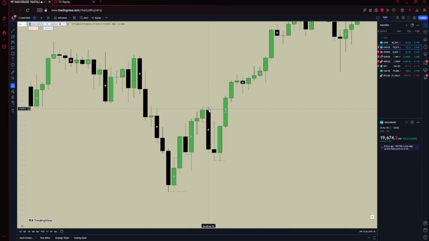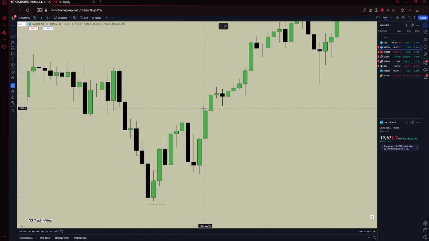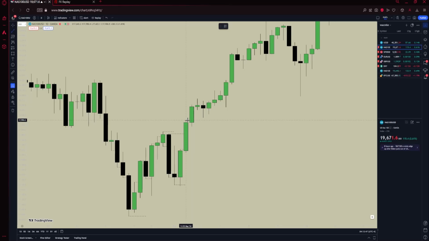Friday should reach into here, or at least up here or here. Forget that. And then Friday, where does it close? It gives us a body close above here. What is our draw on liquidity for Monday? Up here. Now, this closed with a body above the wick high of this candle.